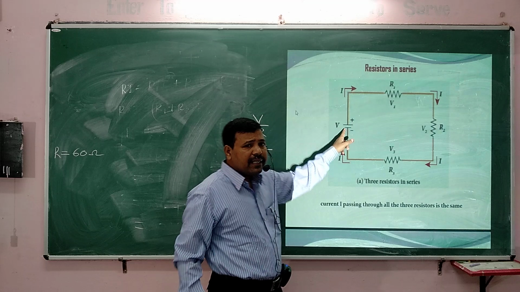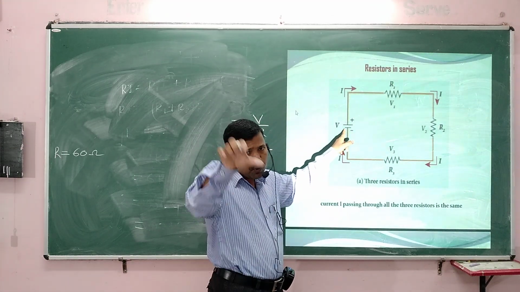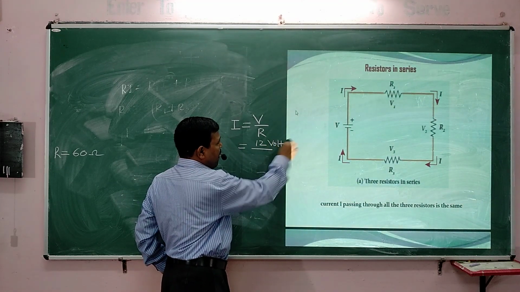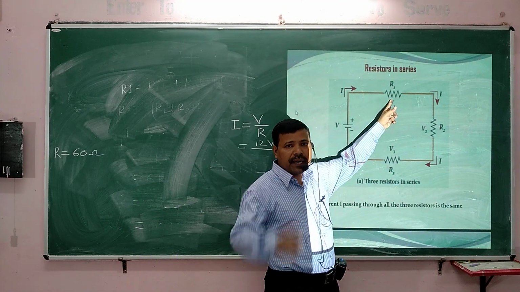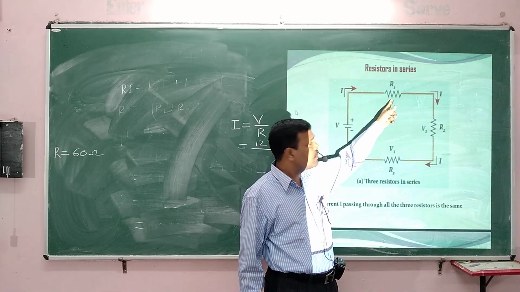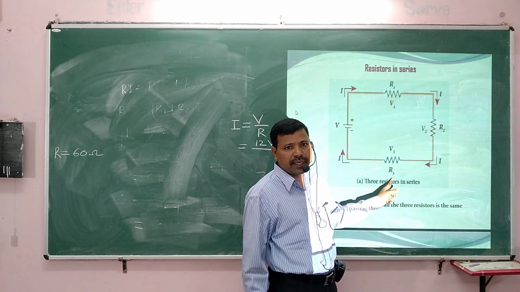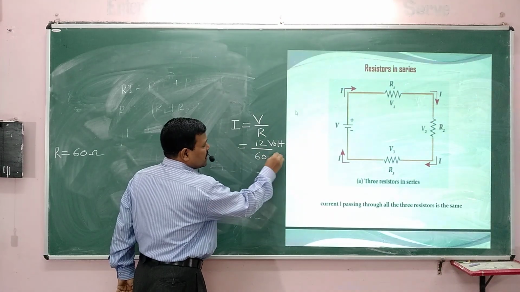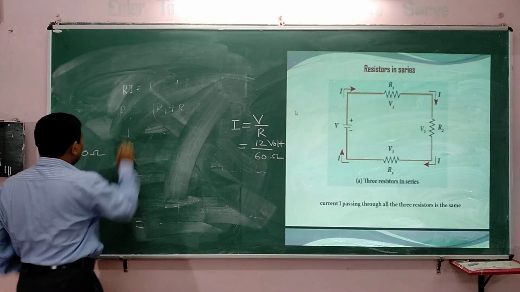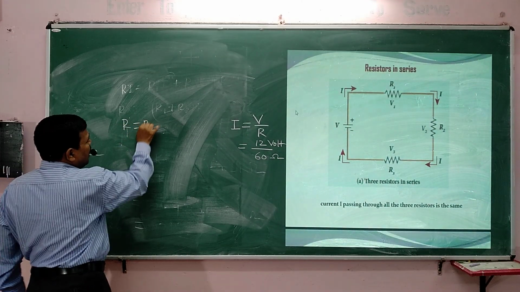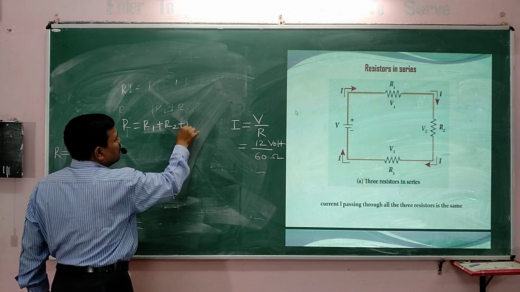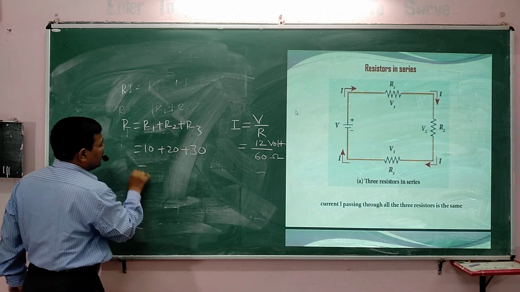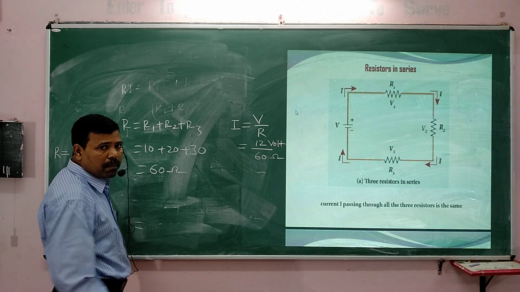Here is a battery whose potential difference is 12 volt. R1 is 10 ohm, 20 ohm, 30 ohm. What is the net resistance? Net resistance is 60 ohms because here R is equal to R1 plus R2 plus R3, 10 plus 20 plus 30 is equal to 60 ohm.